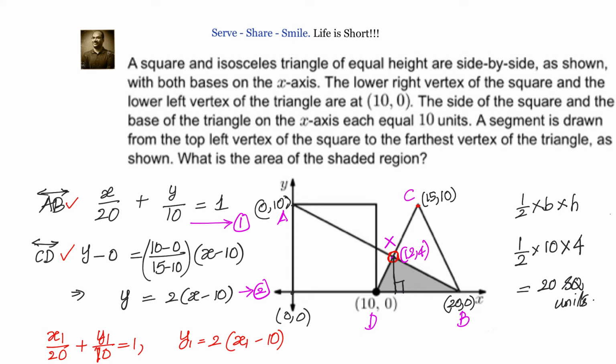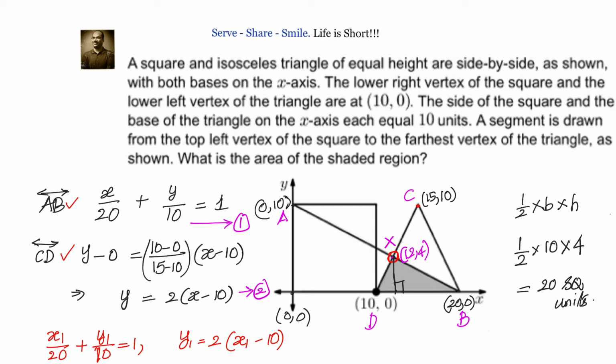A square and isosceles triangle of equal height are side by side as shown with both bases on the x-axis. The lower right vertex of the square and lower left vertex of the triangle are at 10, 0. The side of the square and base of the triangle on the x-axis each equal 10 units. A segment is drawn from the top left vertex of the square to the farthest vertex of the triangle as shown. What is the area of the shaded region? So we have been given that the side of the square is 10 units and the coordinates of the lower right vertex of the square and the lower left vertex of the triangle coincide at point 10, 0.